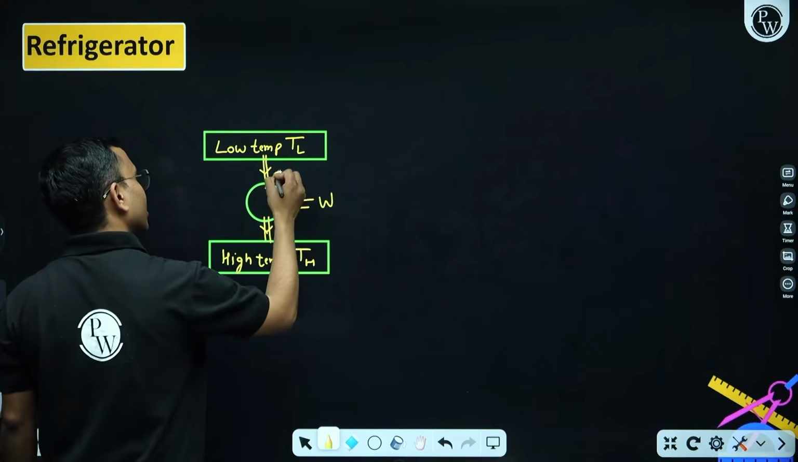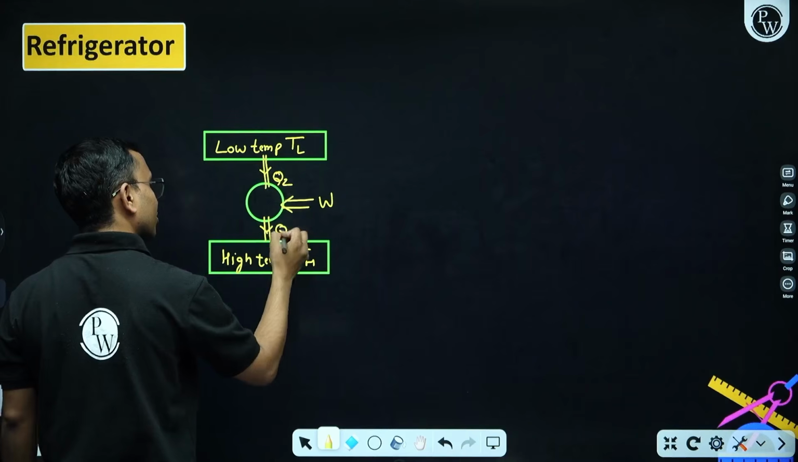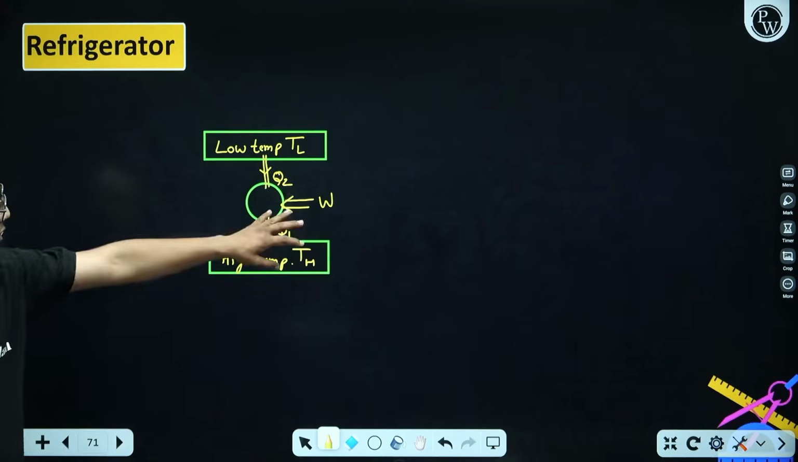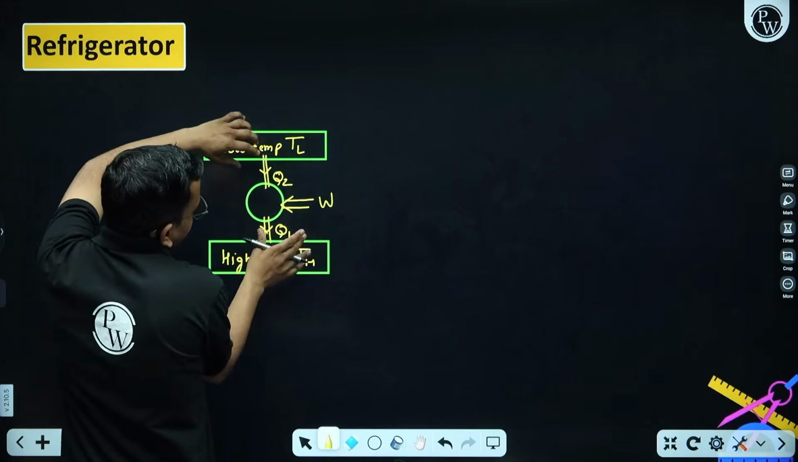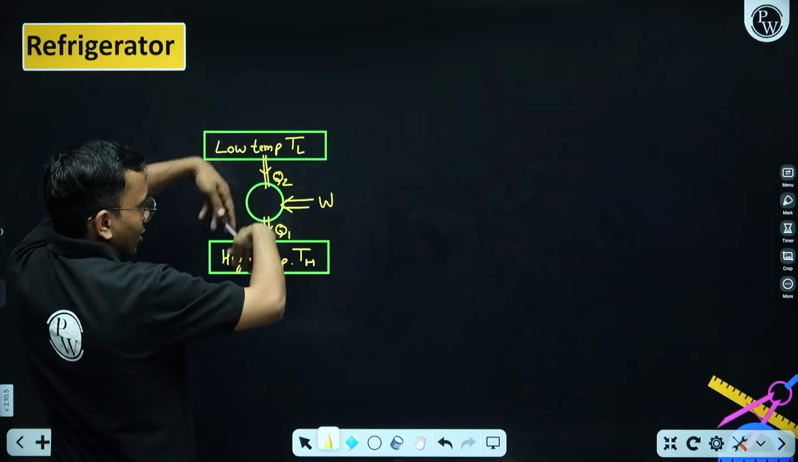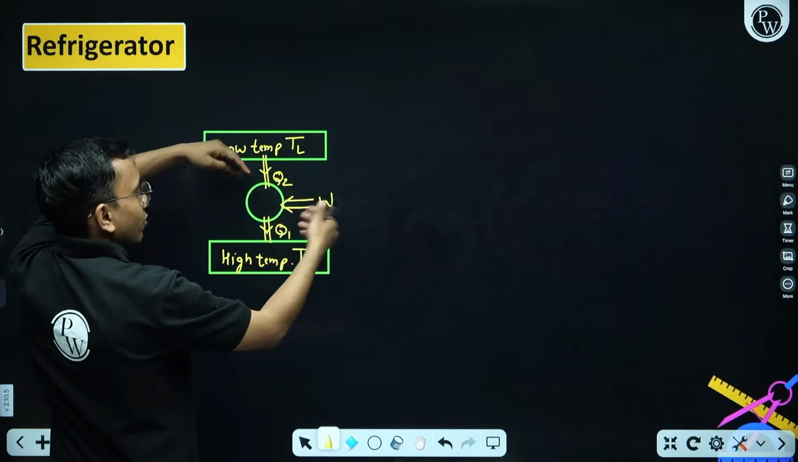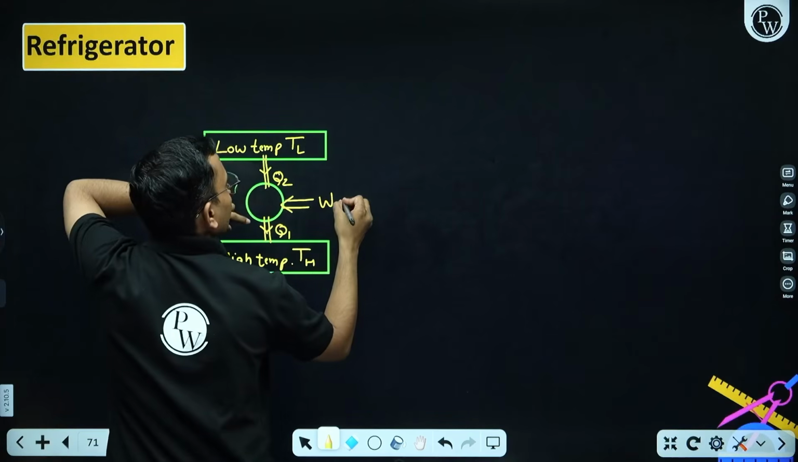Let us take, this is my Q2, this is my Q1. For that we need to do some work, and from conservation of energy we can say here that whatever heat is coming is equal to outgoing. So Q2 plus W is equal to Q1. So W is equal to Q1 minus Q2.